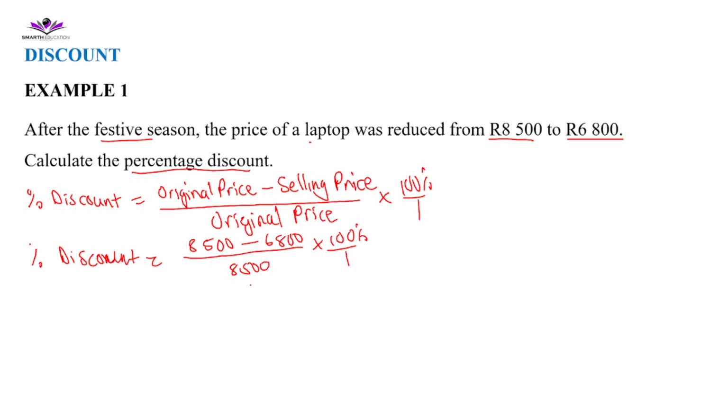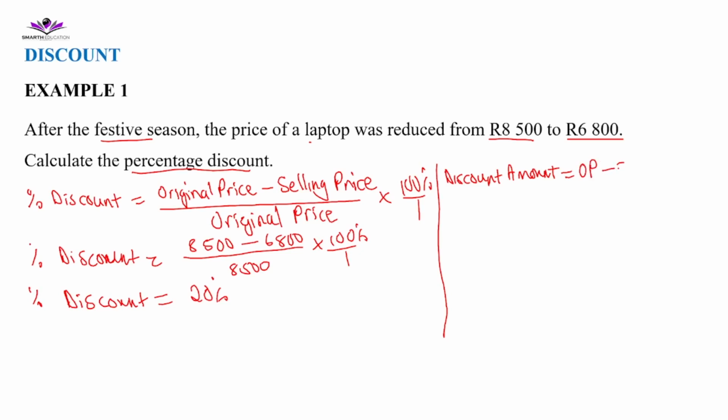Okay, then you can put this in the calculator. You'll get that percentage discount is equal to 20%. Right, the other thing we can do, remember we said that you can start by finding the discount amount. The discount amount is equal to the original price minus the selling price, which is 8,500 minus 6,800. That gives us 1,700.